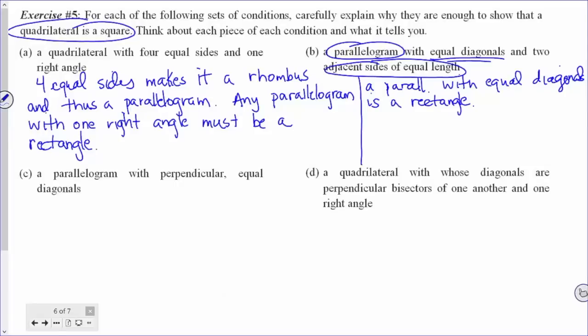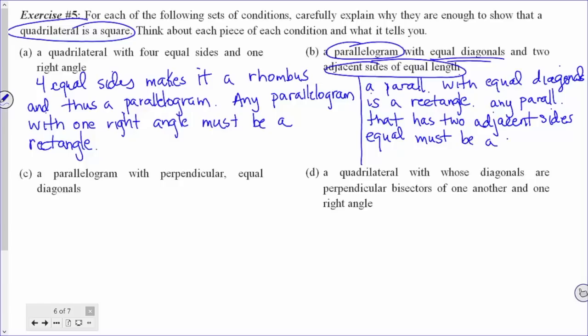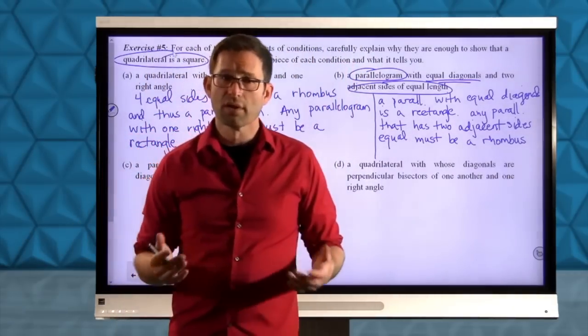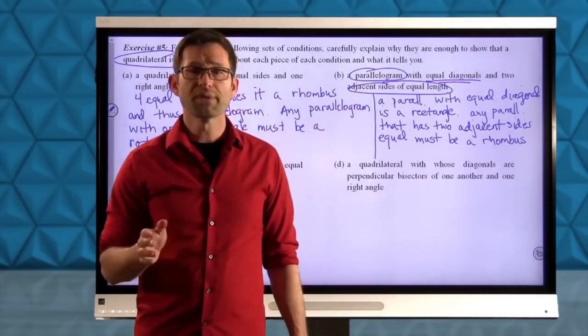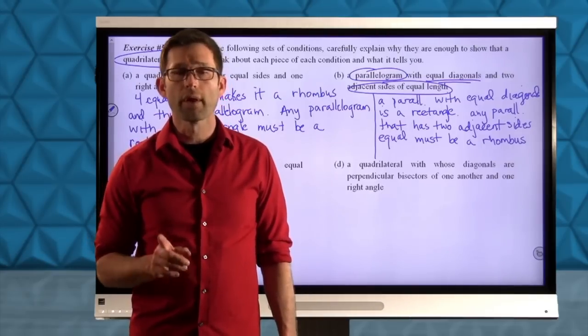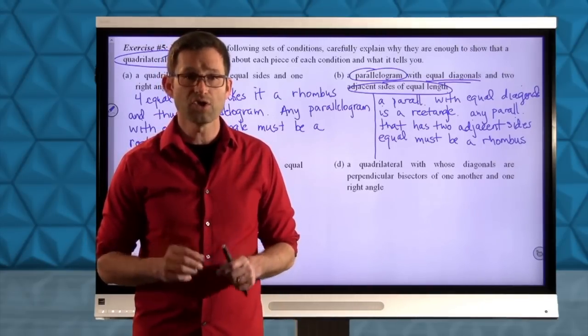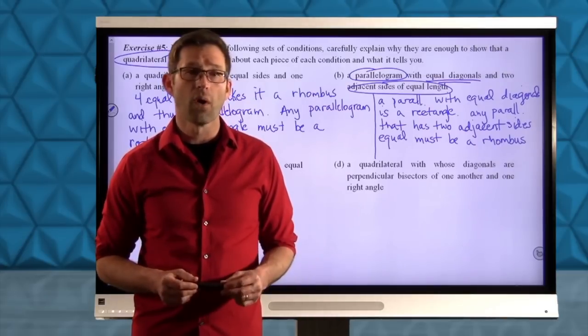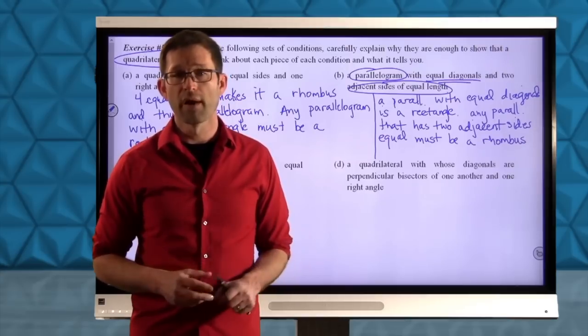Okay? So, any parallelogram that has two adjacent sides equal must be a rhombus. All right? That may need some additional explaining, but if you think about it, in a parallelogram, opposite sides are always the same length. So therefore, if we had a parallelogram that had two sides that were touching in the same length, well then all four sides would also have to be the same length, and therefore it would have to be a rhombus.